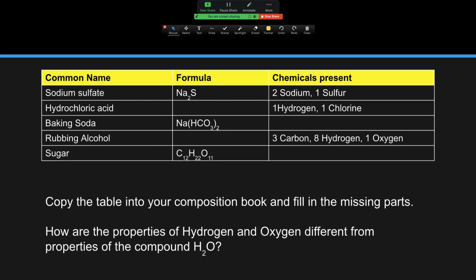Copy this table into your book and fill in the blank areas. And then, how are the properties of hydrogen and oxygen different from the properties of the compound H2O? How are these different? How is that water different than the hydrogen gas and the oxygen gas?